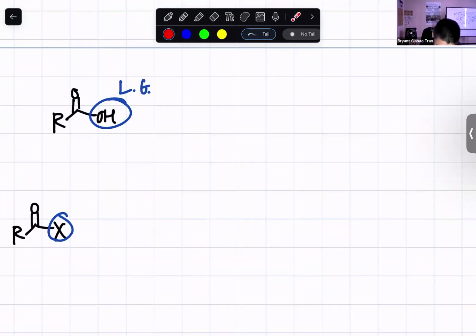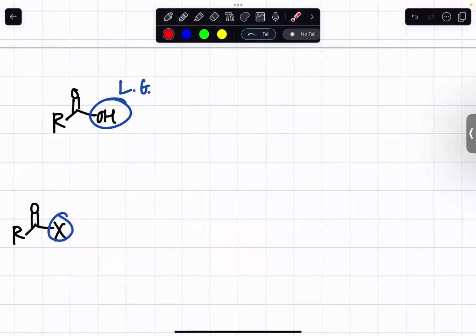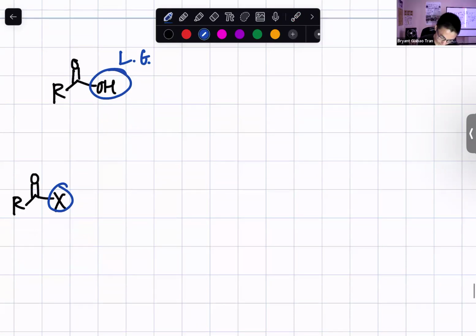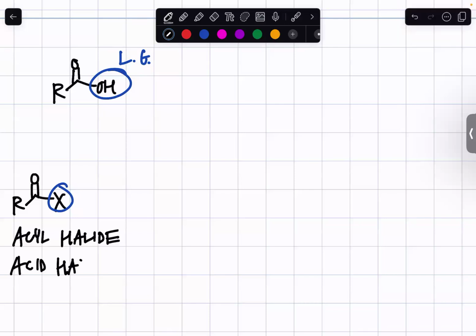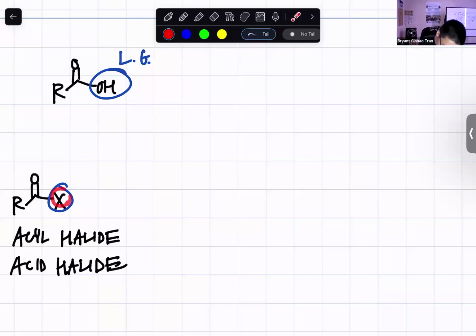So if the leaving group is a halogen, what would be the name of this carboxylic acid derivative? I'm not sure. It's okay. You can see this as an acid halide, right? Where X is any halogen, most likely chlorine or bromine.